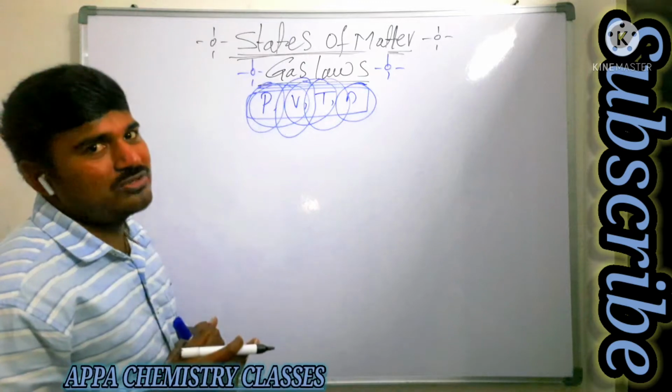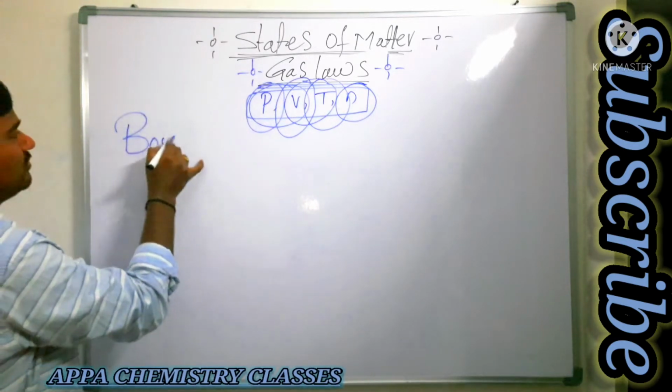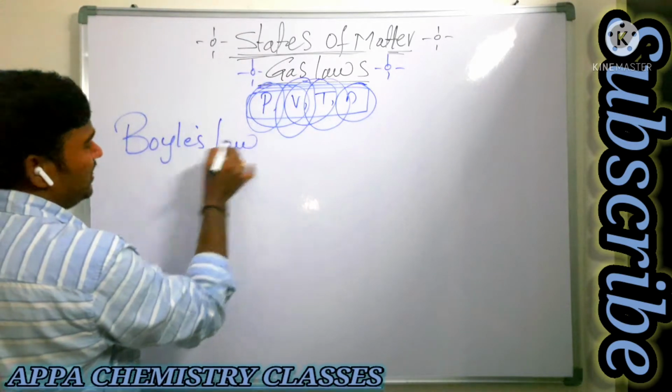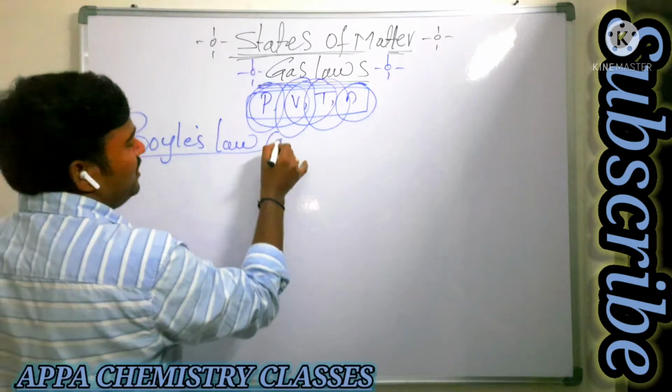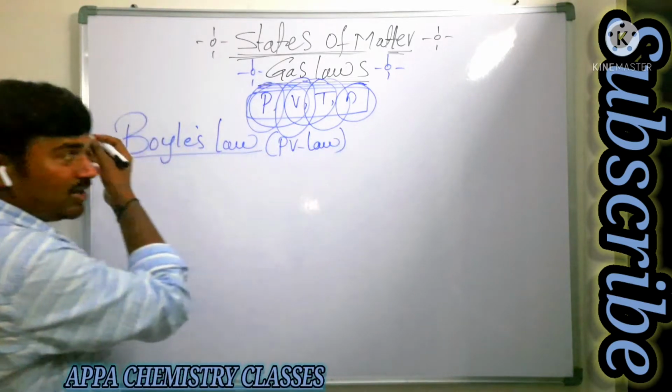So first we are going to see the PV law. It is also called Boyle's law. There is no Gall's law, we have only Boyle's law. So that is the PV law. So what is the PV law here?